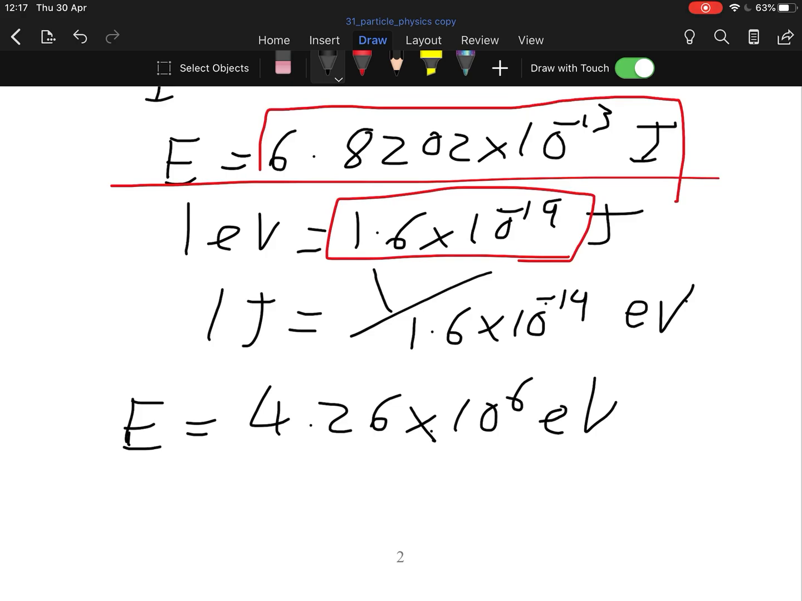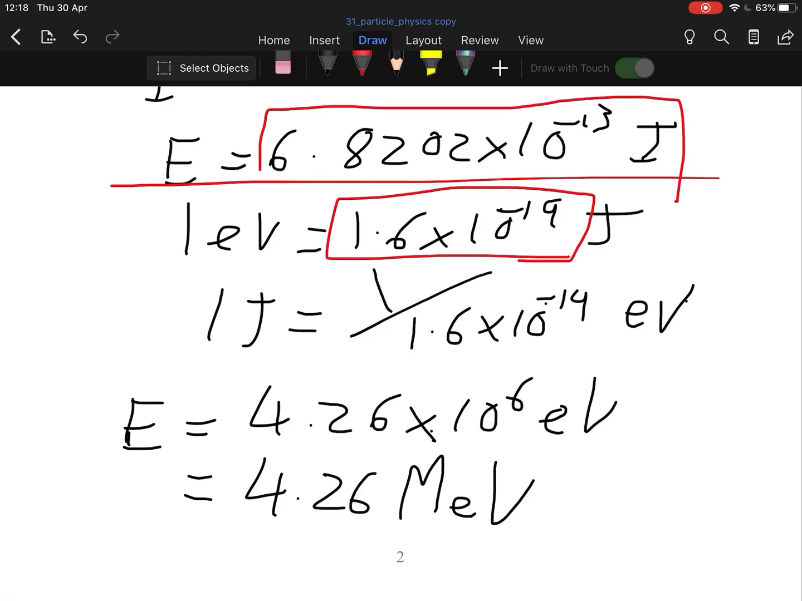So this is why it's handy to have your log tables. Yeah, it's 10 to the 6. Yep, it is 10 to the 6. All right, so I made a boo-boo in the other video. I'll have to actually change the other video. I said 10 to the 8 in the previous video. Mega is actually 6, so I'll have to redo that whole video. So there you go. 4.26 mega electron volts. All right.